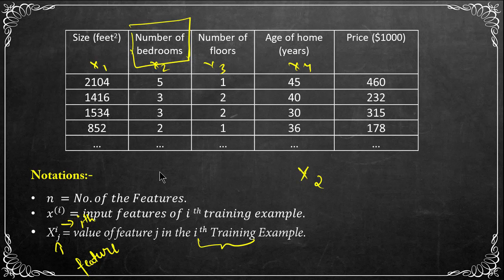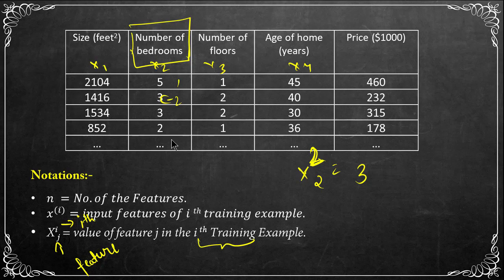Now the second example means the i-th training example. For the second we have 3 because 1, 2, so we have 3. Now I think that you got familiar with n, x superscript i, x superscript i subscript j. These are some of the very important notation that you should be familiar with.